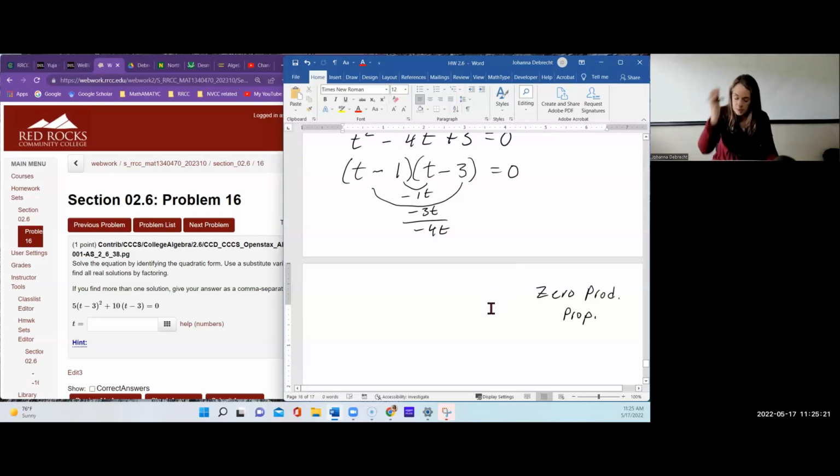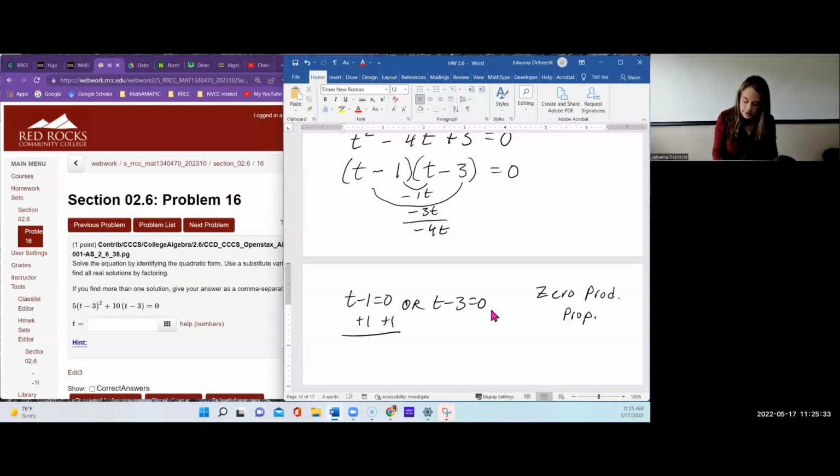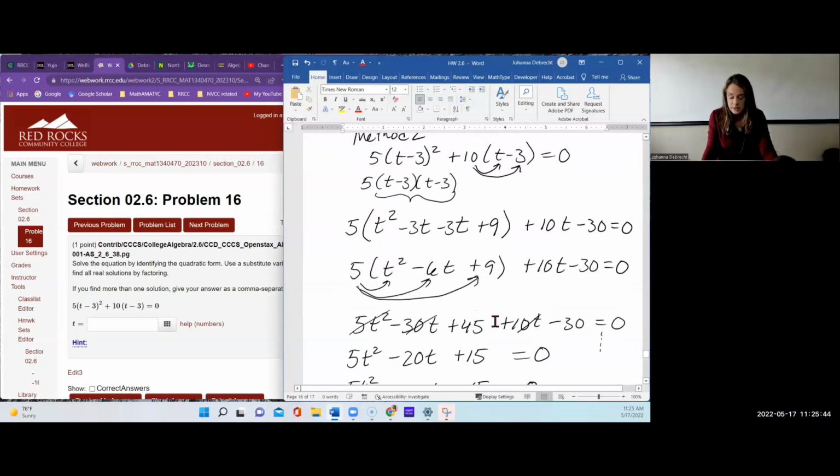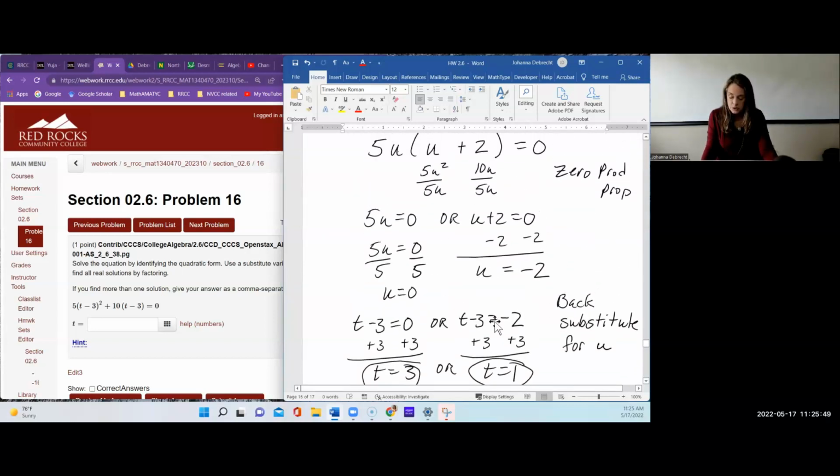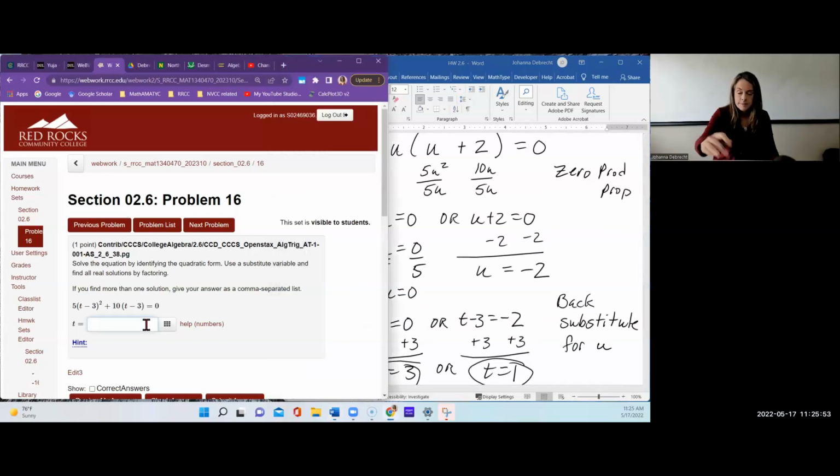The zero product property is going to set t minus 1 equal to 0 or t minus 3 equal to 0. Then solving each individual problem separately, I get t equal 1 or t equal 3. Is that what we got before? And was this process shorter? No, this process was definitely not shorter. The first process was much shorter. And I did get the same solutions, 1 and 3.